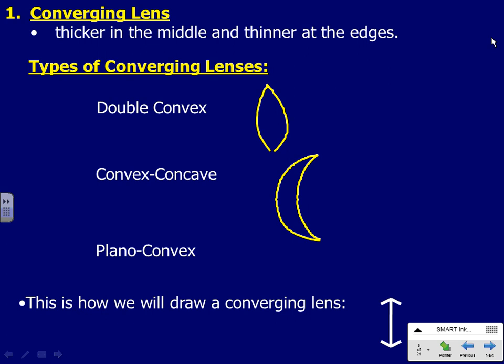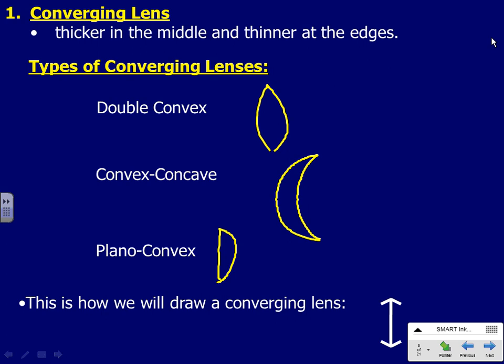And I made that pretty big. I'm running out of room for the plano convex. But that's okay. I don't happen to have a plano one. There might be one in the collection of lenses that we have. But plano just means it's flat on one surface. So we've got here flat and then convex. It could have been the other way around. And again, I don't have one here.